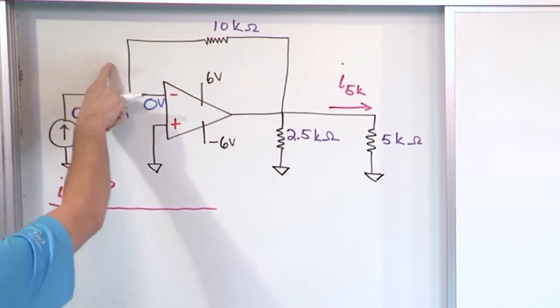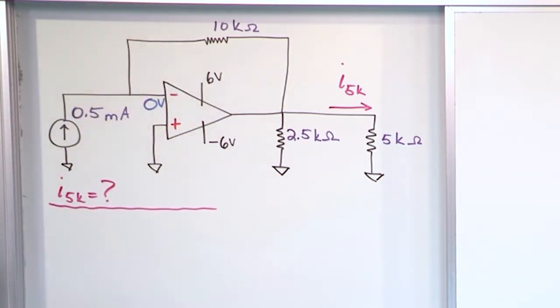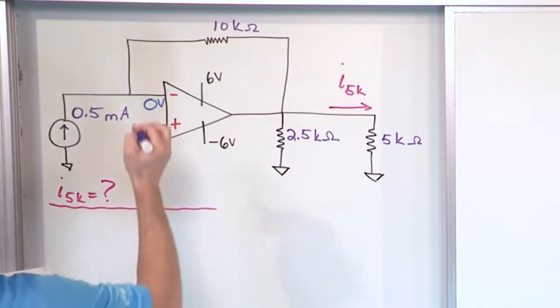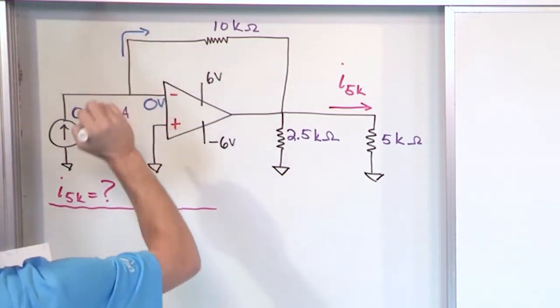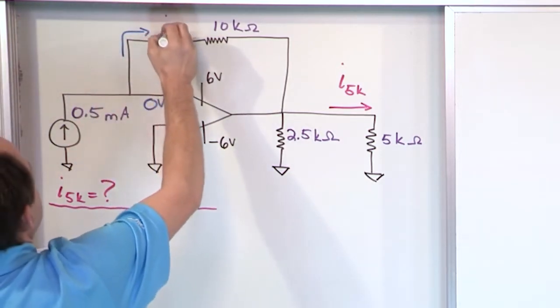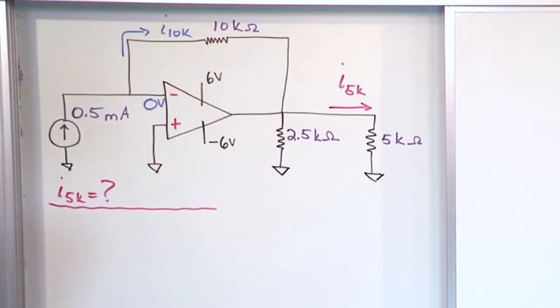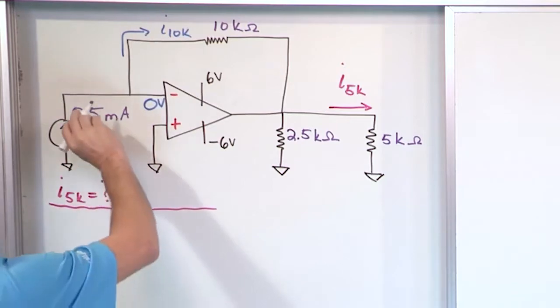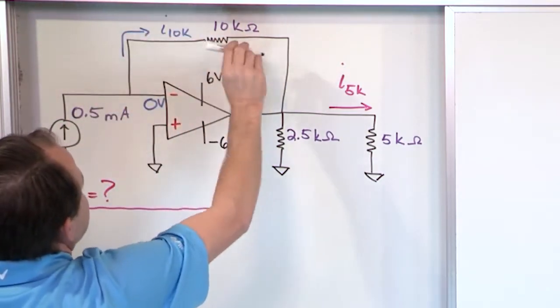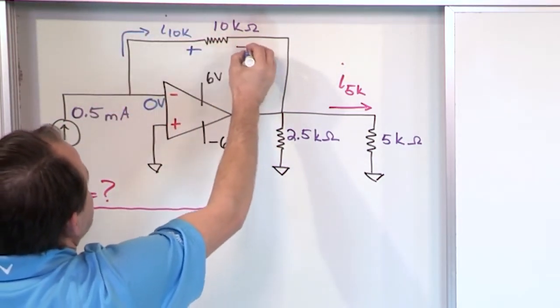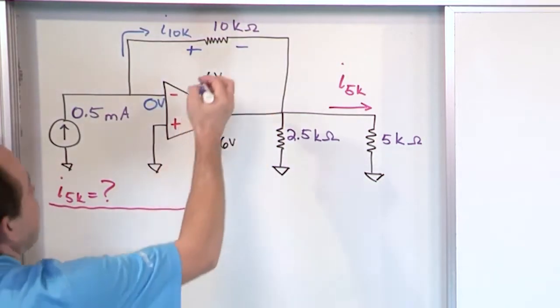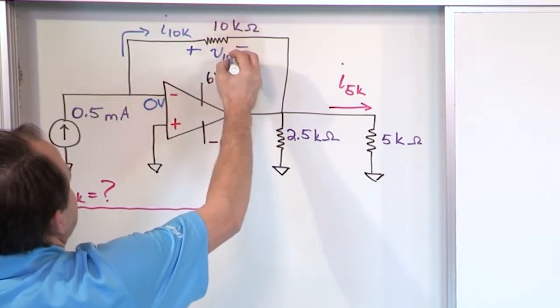Now instead of putting half a milliamp up here, we're going to be a little bit more rigorous and define this current to be I10K, because it's the current through the 10K resistor. Likewise, if we have a current flowing in this direction through a resistance, then the voltage drop across the resistance has to go plus to minus, and we're going to label that V10K.